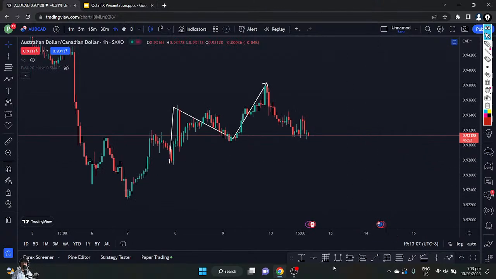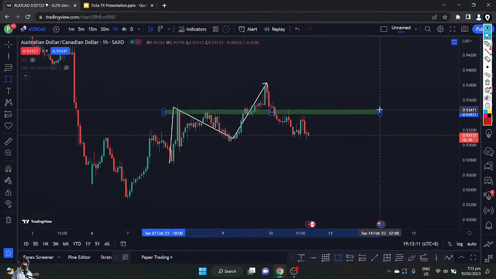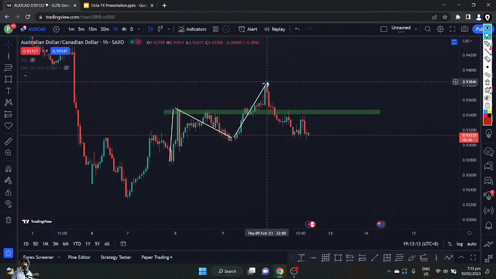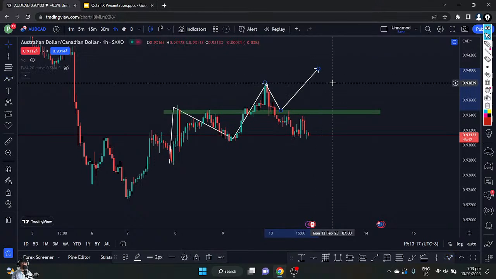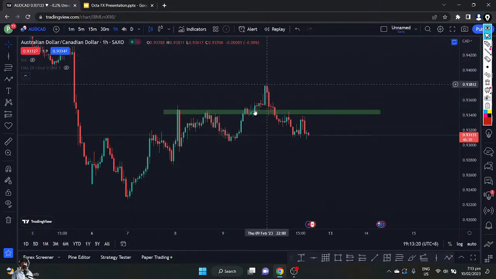Then as we can see, the price breached our previous one right here. Instead of pulling back into this level before continuing to go up, the price breached our support, and then it went down up to this zone.